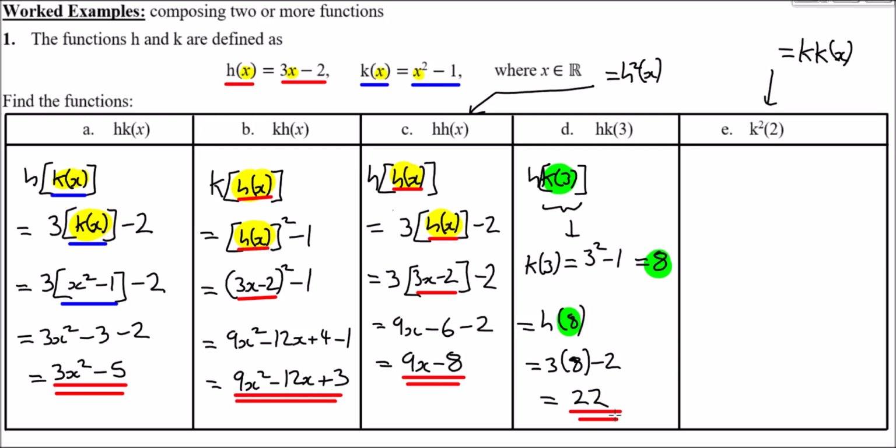And finally, k squared of 2, that's the same as saying k of k of 2. So first k of 2. k of x is x squared minus 1, so k of 2 will be 2 squared minus 1. 2 squared is 4, minus 1 is 3. So in other words, k of 2 is 3.